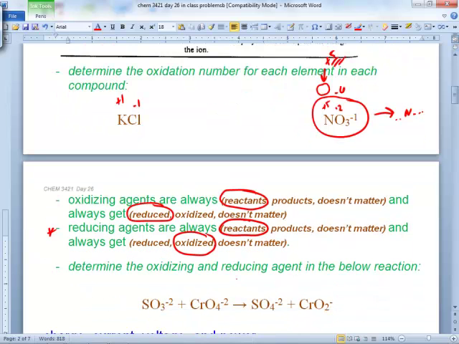Okay. Determine the oxidizing and reducing agents in the below reaction. So Adriana, what is the game plan to do this? To figure out which elements or which of the compounds has been oxidized. Yeah. Okay. So let's pick on one. Let's just pick on this sulfite. John, where would you start?